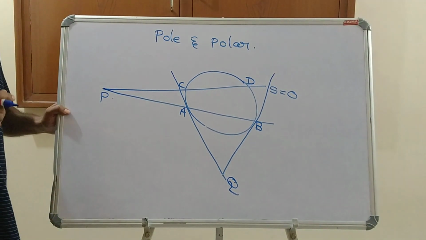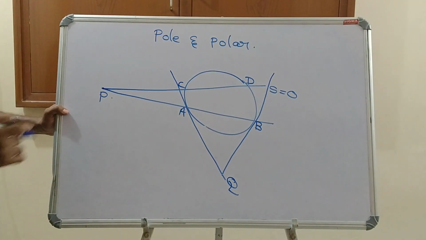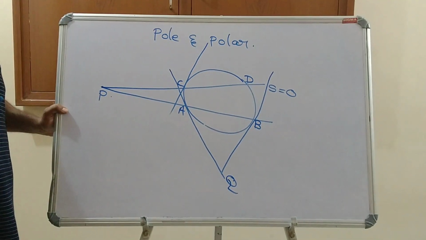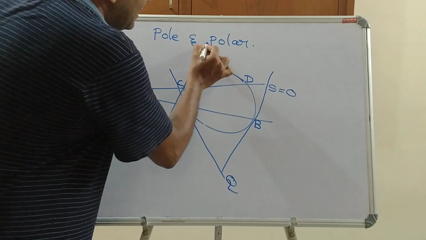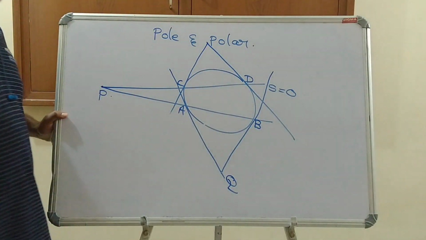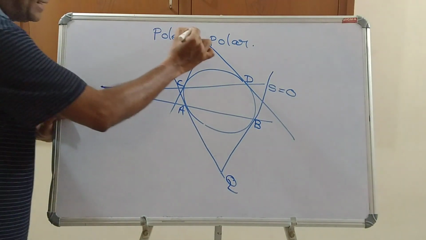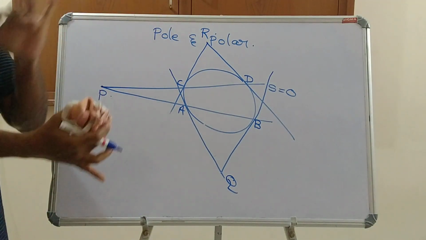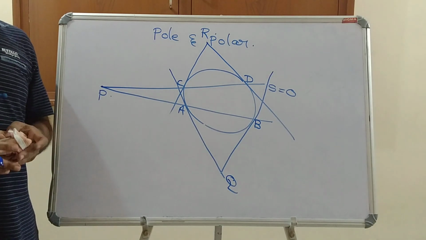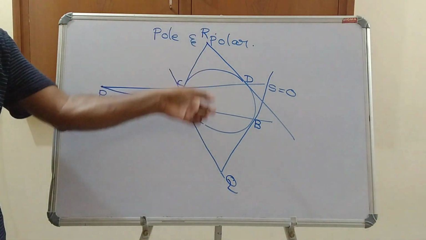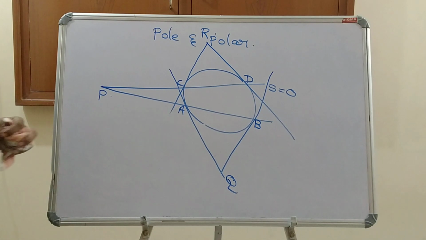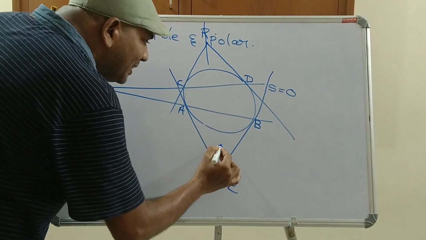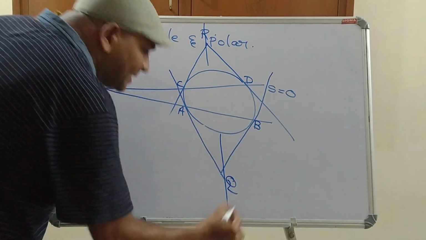At C, draw a tangent to the circle. At D, draw a tangent to the circle. Their point of intersection is R. Now, repeating the same process, finally, we join all the points of intersection.